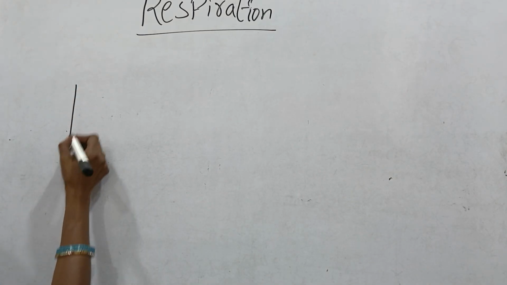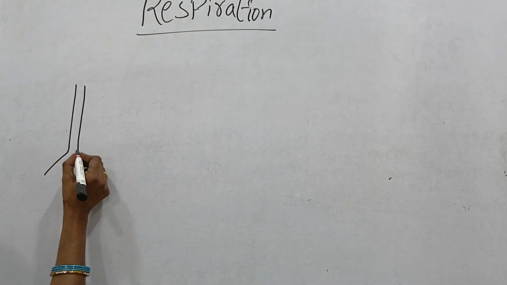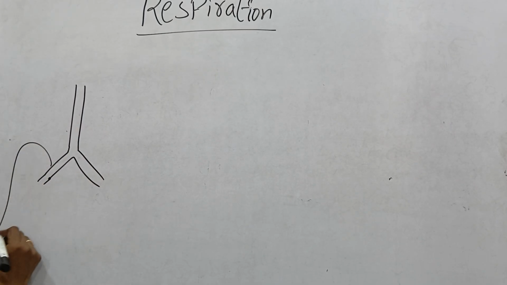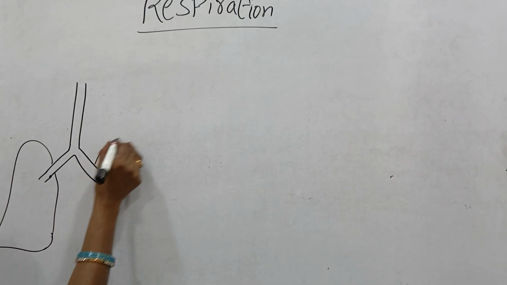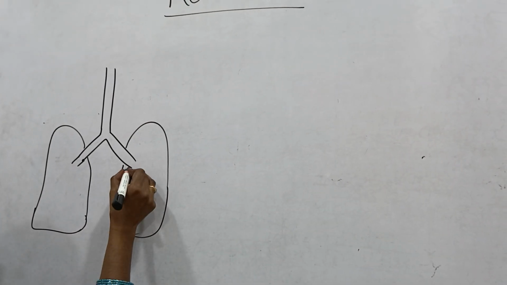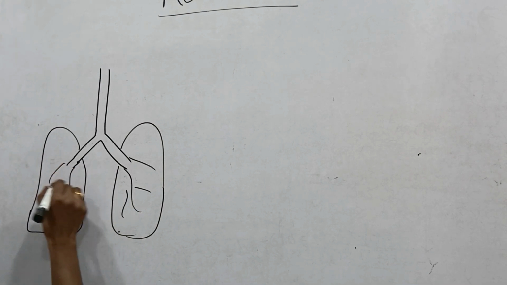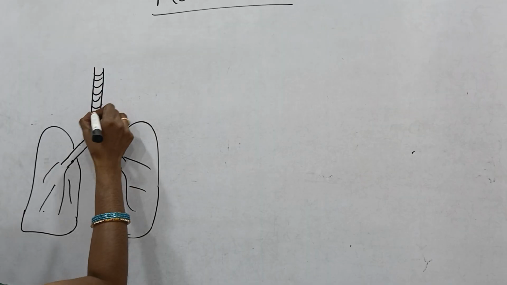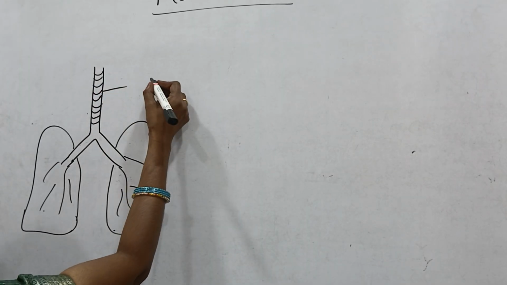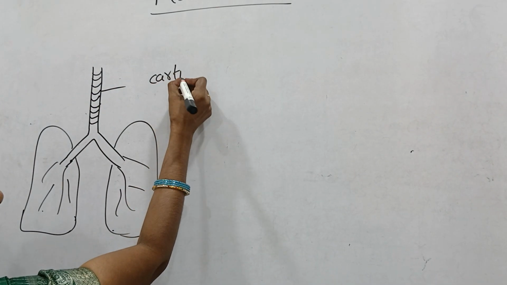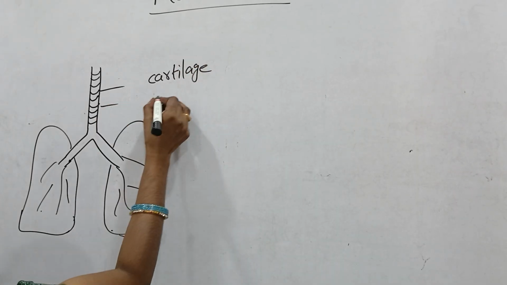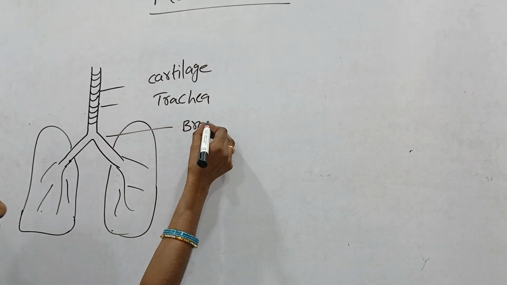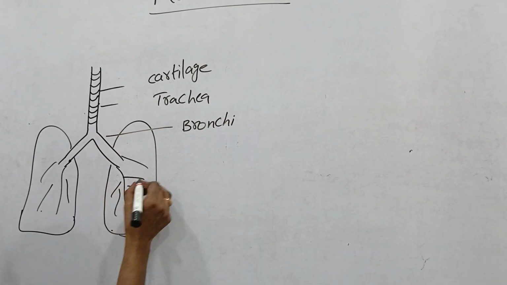First, we are seeing the respiratory system in human beings. This is the trachea. Trachea divides into bronchi. Bronchi further divide into bronchioles. These are the lungs. This trachea contains 9 C-shaped rings. These C-shaped rings are made of cartilage.